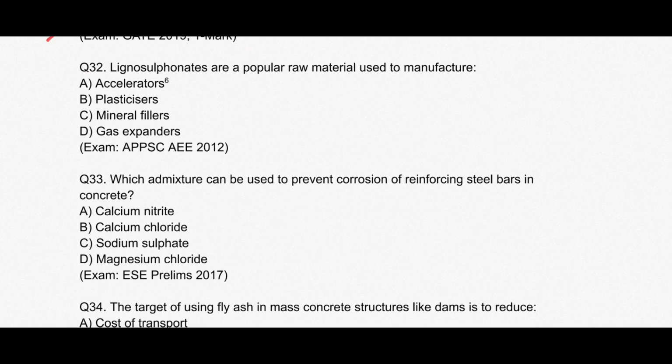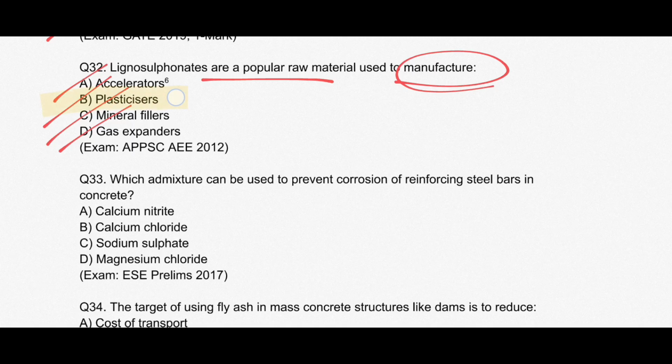32nd question. Lignosulfonates are a popular raw material used to manufacture accelerators, plasticizers, mineral fillers, gas expanders. Option B is the correct answer. They are plasticizers.